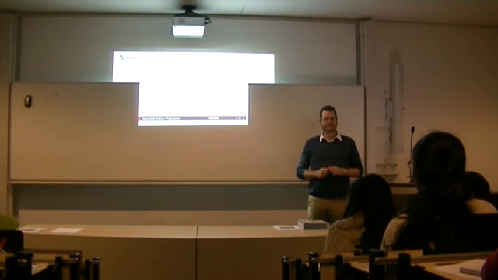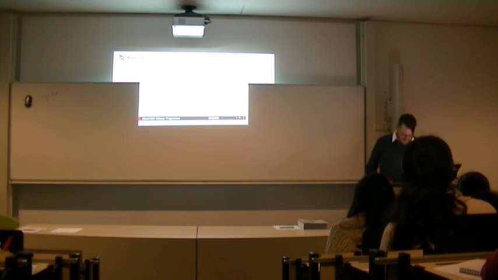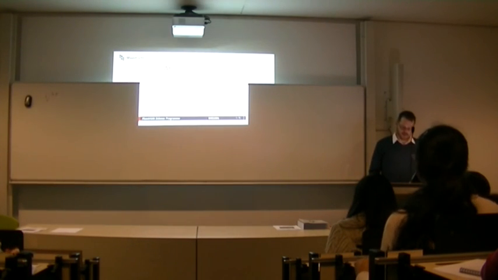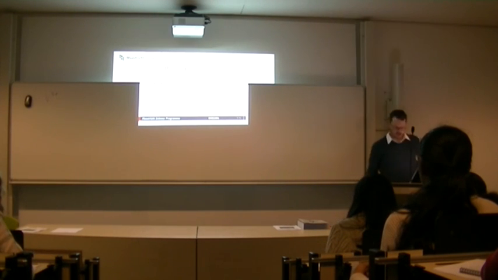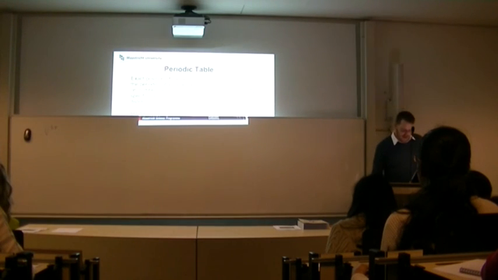Vanadium. We have to know the atomic number first. We have to know the atomic number, and in order to know the atomic number, we have to go to the periodic table. Here's a periodic table, and where is vanadium? Vanadium is sitting over here.